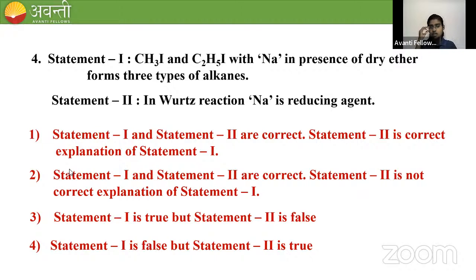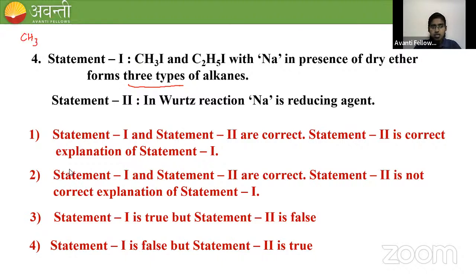Okay, let's discuss. Now you see statement 1. Two alkyl halides are given and both of them are different alkyl halides. Basically, alkyl halide on treatment with sodium in presence of dry ether is a Wood's reaction. Now the statement says that these alkyl halides will give three types of products. So we have to check for it. We have two different types of alkyl halide, CH3I and C2H5I.